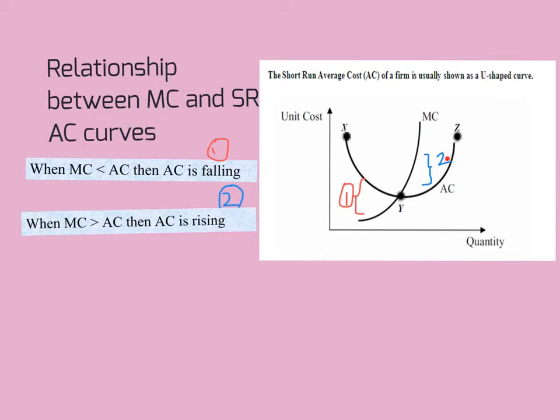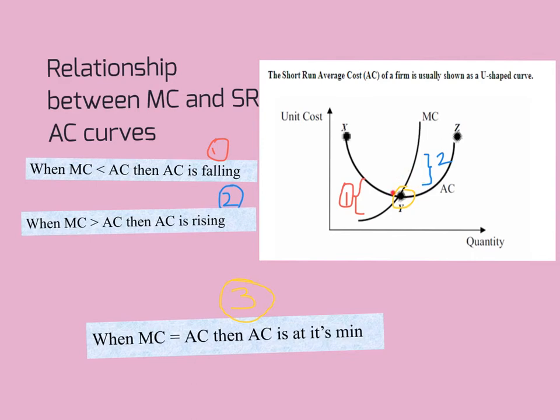Second of all, when marginal cost, this curve here, is greater than the average cost, we can see that average cost is rising. That means we have gone above the most efficient point, that we are producing too many units, with the average cost of each unit rising, as is the marginal cost.